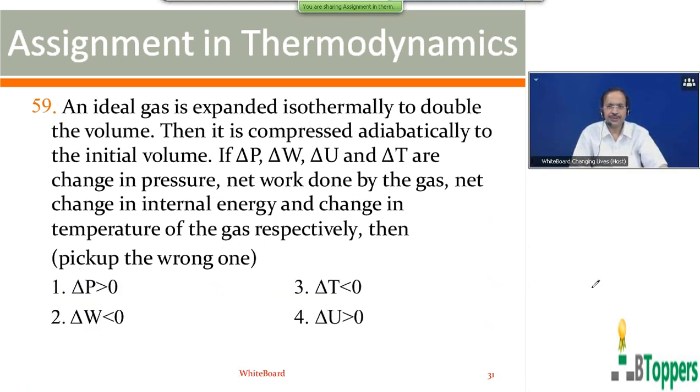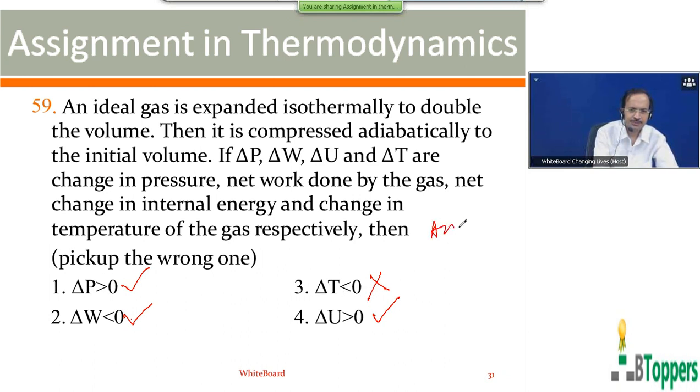So look at the options here. First option, delta P greater than 0 is correct. Second option, delta W less than 0 is also correct. Delta U greater than 0 is correct. But the third option is wrong. They are asked to pick up the wrong one. Therefore, the third option will be the answer.